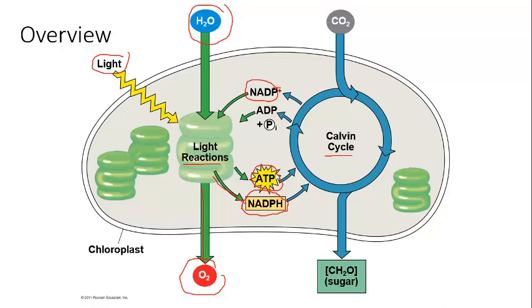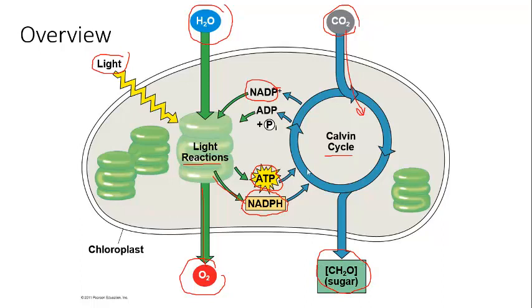The major reactant in the Calvin cycle is going to be carbon dioxide. During the Calvin cycle, carbon dioxide is going to get reduced. It's going to be given electrons, it's going to be given protons. The electron donor is going to be NADPH. So during the Calvin cycle, NADPH is going to get oxidized. It's going to lose its electrons, and those electrons are going to be transferred to carbon dioxide. When carbon dioxide gets reduced, the end product is going to be sugar. It's going to be glucose.